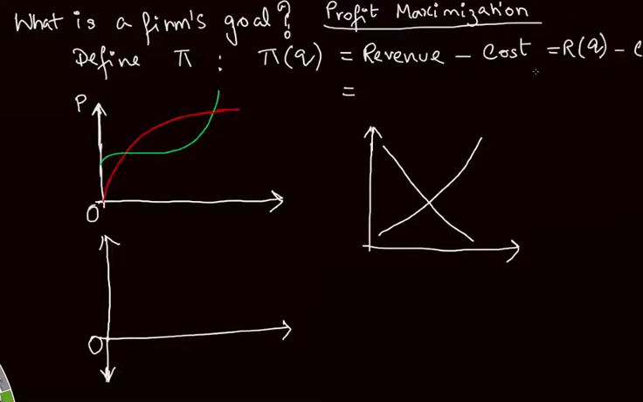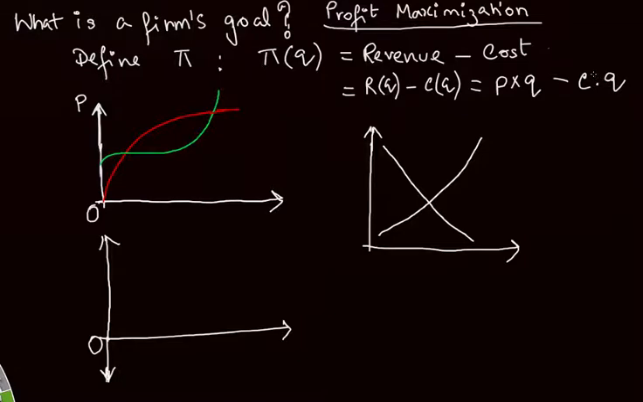So both revenue and cost are functions of output. So let me rewrite this. R(Q) minus C(Q), revenue minus cost. Revenue is price times quantity, minus cost, which is cost per unit times quantity. P is price per unit times quantity, that is total revenue. Total cost is cost per unit times quantity.